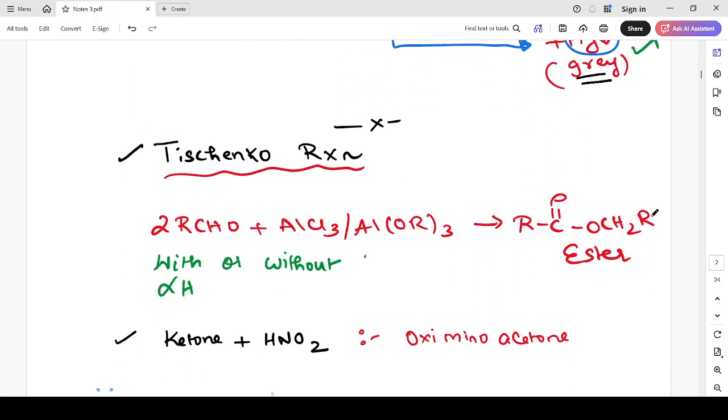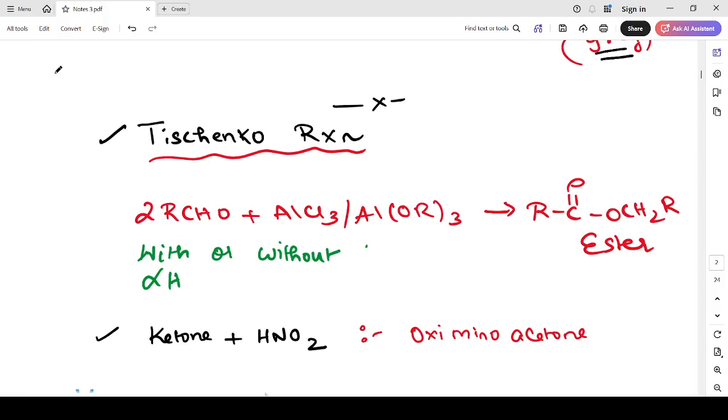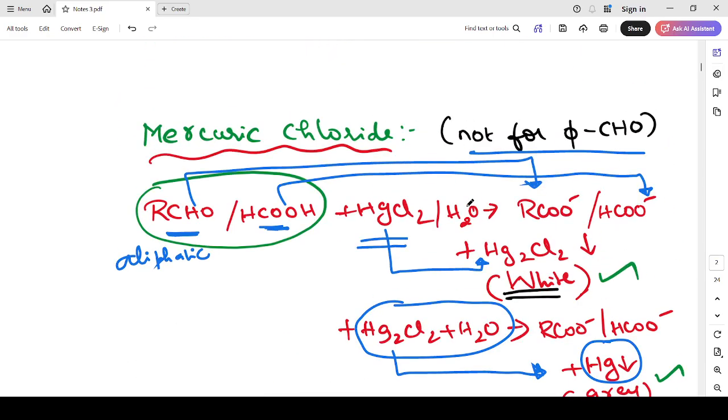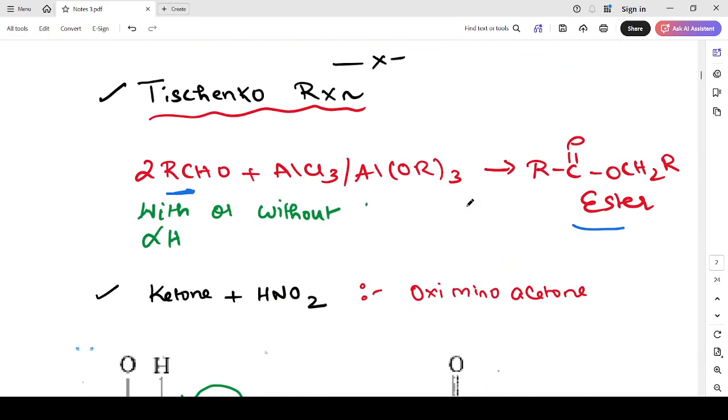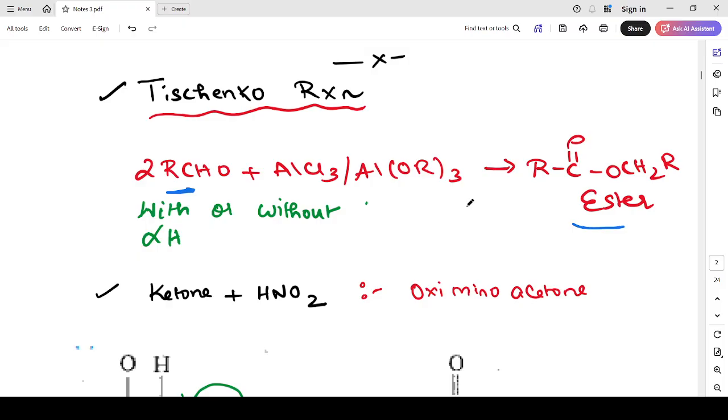The next reaction is the Tishchenko reaction, where we convert an aldehyde into ester. Very probable reaction. Tishchenko is even provided in NCERT. The reactions you saw earlier, like Schiff's base or mercuric chloride, are not provided in NCERT. As I told you, 100% of whatever is provided in NCERT definitely replicates in your JEE question paper. So Tishchenko appears in NCERT.